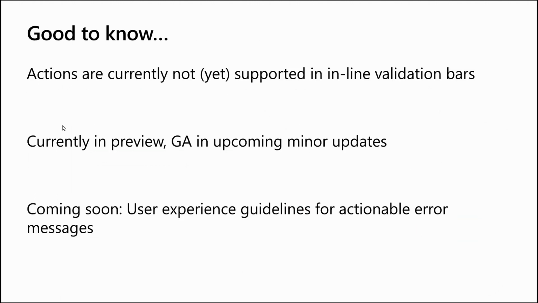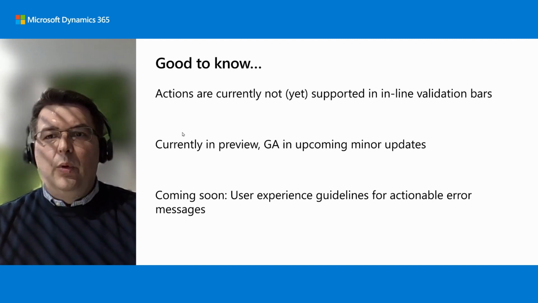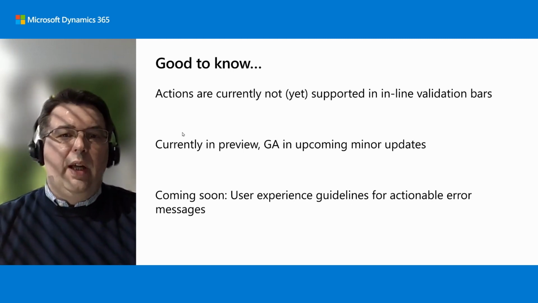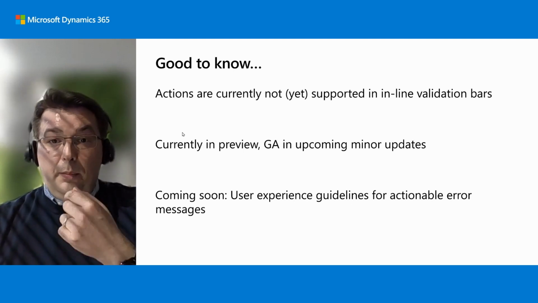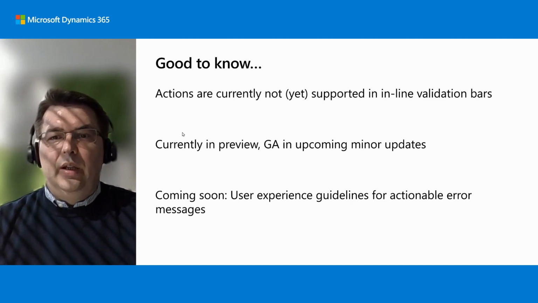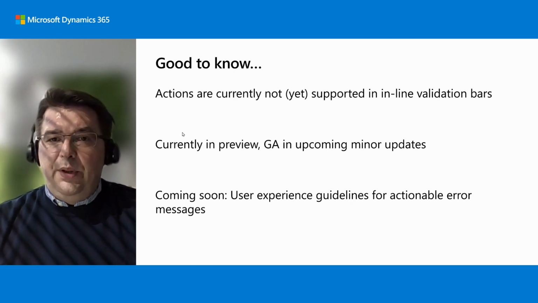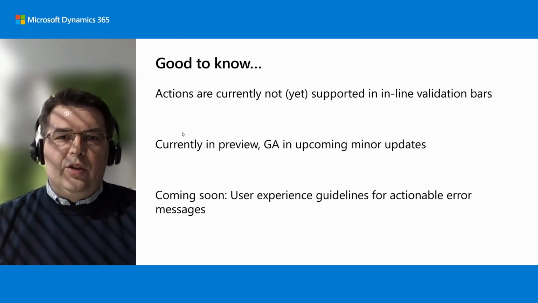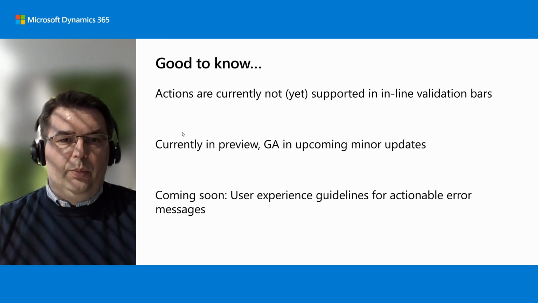There are a few things that are worth knowing while this is being rolled out. Actions are currently supported only in error dialogs. For example, validation bars won't contain actions just yet, though we are looking into this as this is where most of the data entry errors are shown. Actionable errors are currently in preview, available for developers to try out. We will GA a limited set of actionable error dialogs with the upcoming minor releases, so keep an eye on the release plans for those.